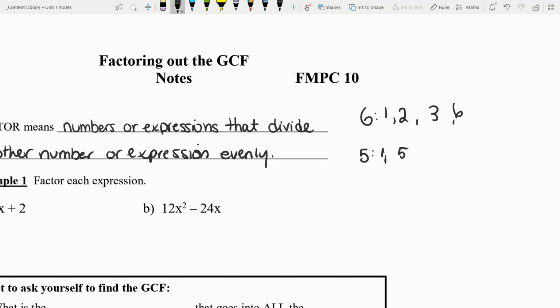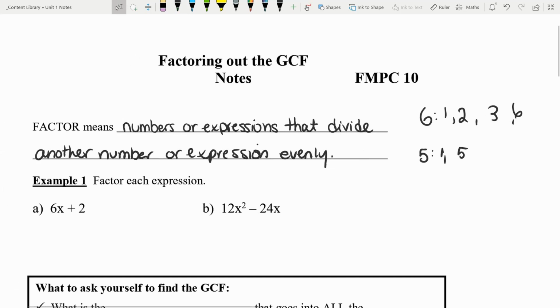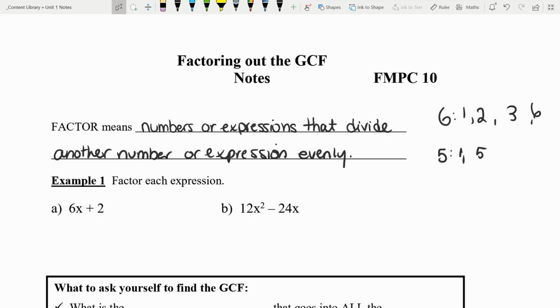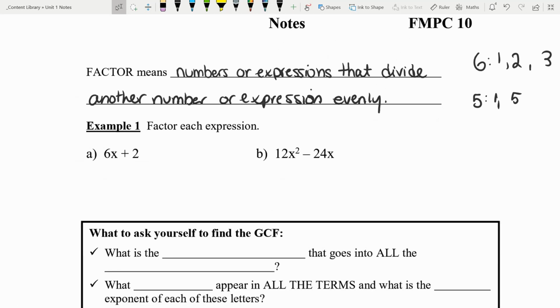So these are how we find the factors, right? What numbers are divisible? And oftentimes what we do is we test. So we go the number divided by 1, the number divided by 2, and as you get better at this, you'll just know. A lot of these numbers, you just know the factors. So we're going to look at 2 and 6x plus 2. So we were looking for a number that divides into both 6x and 2.